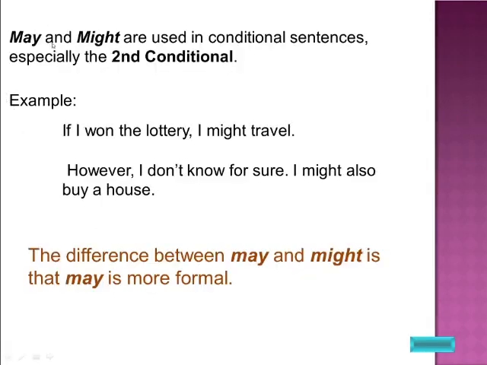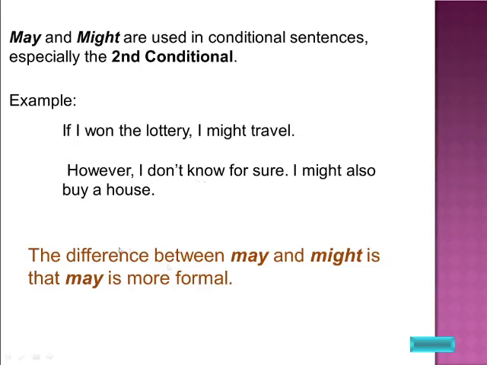May and might are used in conditional sentences, especially in second conditional. If I won the lottery, I might travel. Really, he did not get the lottery now. He did not win the lottery now. But if I won, if I got the lottery, I might travel. Only if he got the lottery, only then he could travel. That is the usage here. However, I don't know for sure. I might also buy a house.